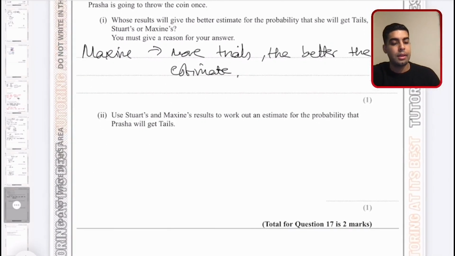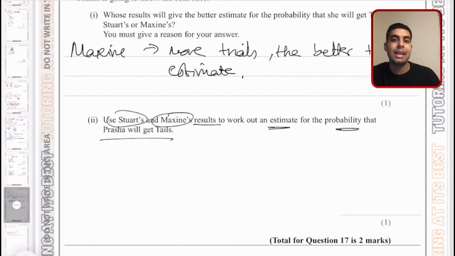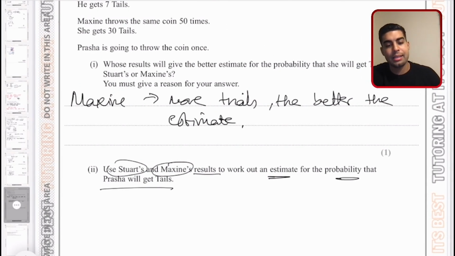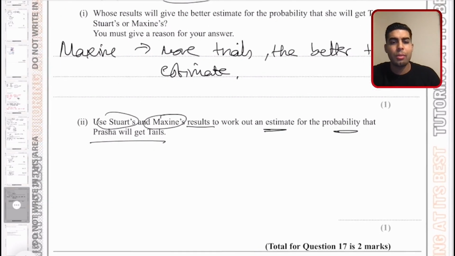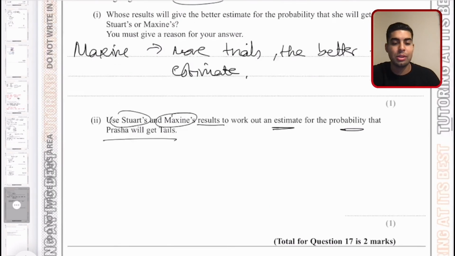Spectacular. However, it states that we need to use Stuart and Maxine's results to work out an estimate for the probability that Prasha will get tails. Now we understand that she's gone ahead and thrown the coin once. So many would think, oh, it's 50%, but that's not the case. In order to estimate this, we need to use Stuart and Maxine's results.